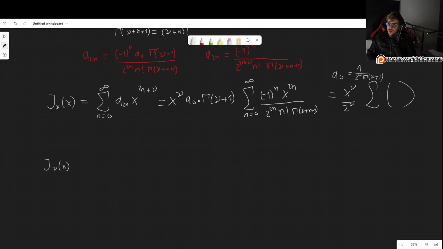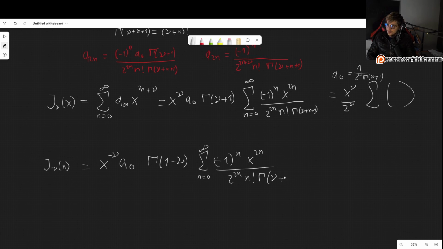And for minus nu, we actually take this exact thing, but we change nu to minus nu. We don't have to go through the same procedure again. I mean, you can if you want to, but it's not necessary. So we get a0 gamma function of 1 minus nu, sum of minus 1 to the nth, x to the 2n, n equals 0 to infinity, 2 to the 2n, n factorial gamma of nu plus n plus 1. And there we go. This is the Bessel function of the second kind, which is sometimes called the Neumann function.